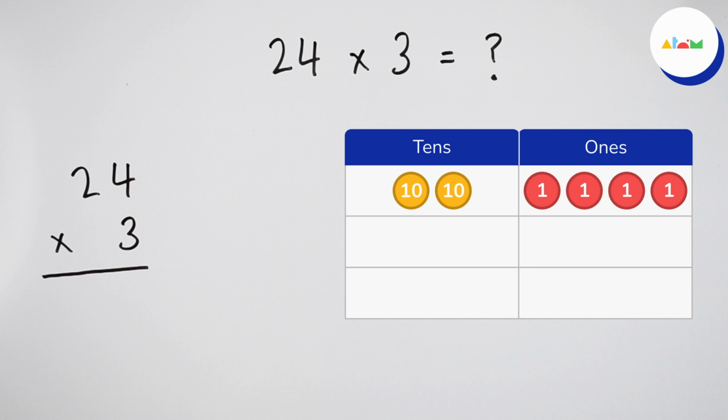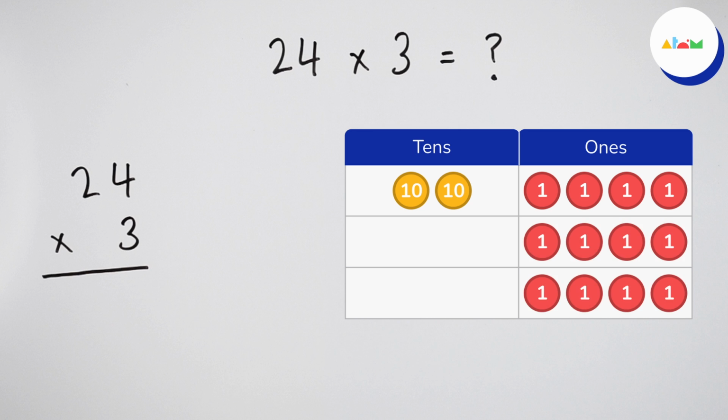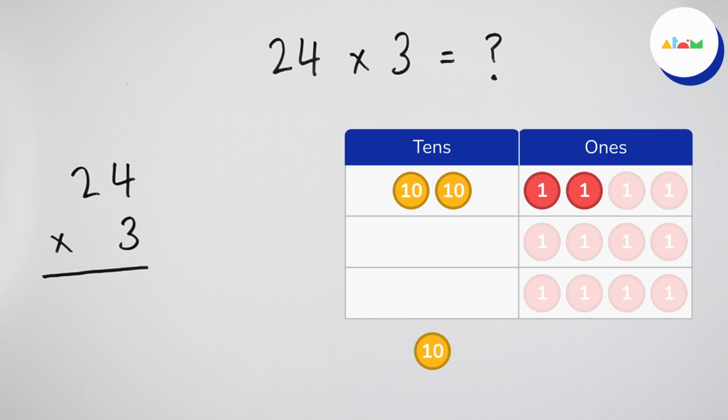Starting with the ones, we multiply 4 by 3. 4 times 3 equals 12. We have a number that is bigger than 9, which means we cannot write it here. Instead, we need to exchange 10 of these ones for one 10, and remember to add it in the next column. Now we multiply the tens with the ones.